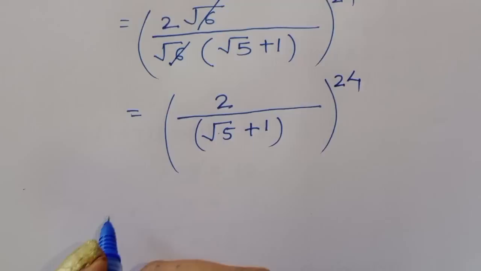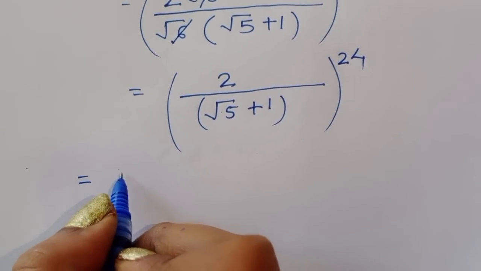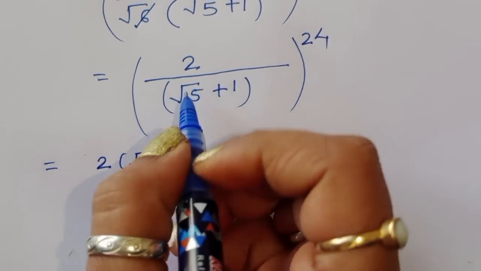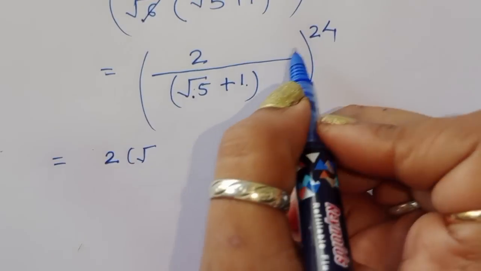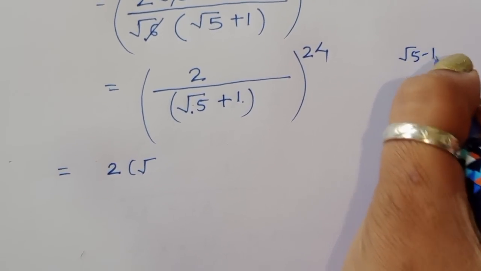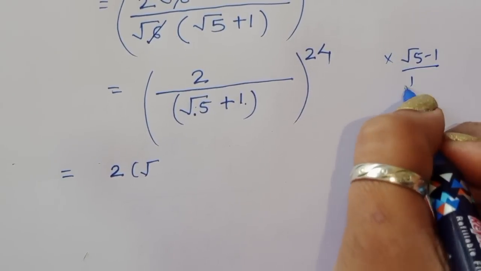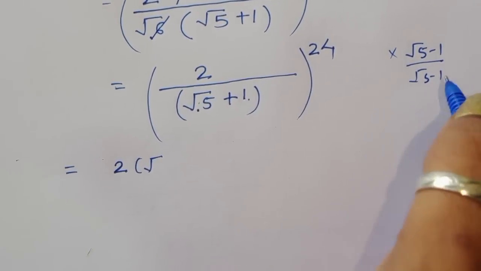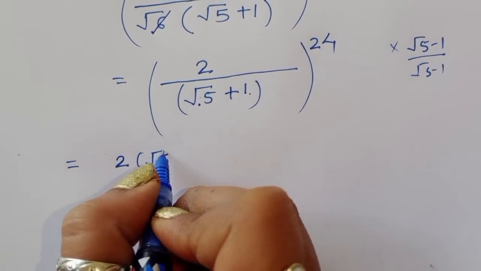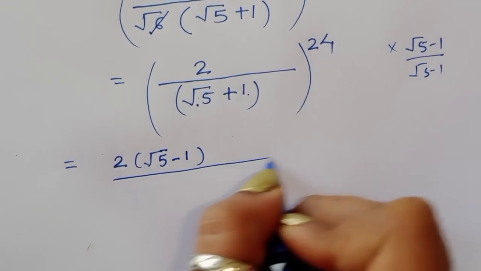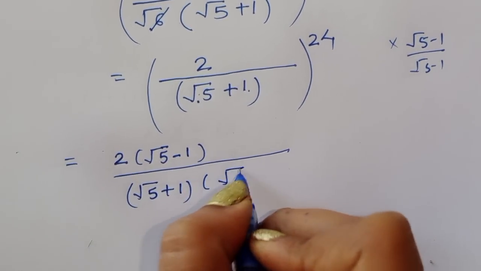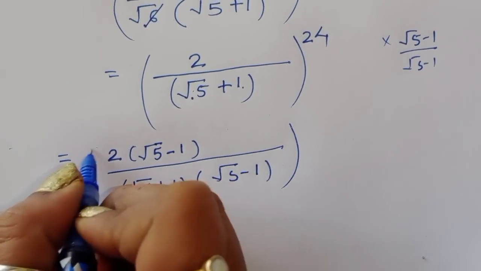Now we can do one thing. We have 2 over square root of 5 plus 1, so we can multiply both numerator and denominator by square root of 5 minus 1. We are multiplying and dividing by the same term, so the value is the same. So 2 times square root of 5 minus 1 divided by square root of 5 plus 1 times square root of 5 minus 1, power 24.